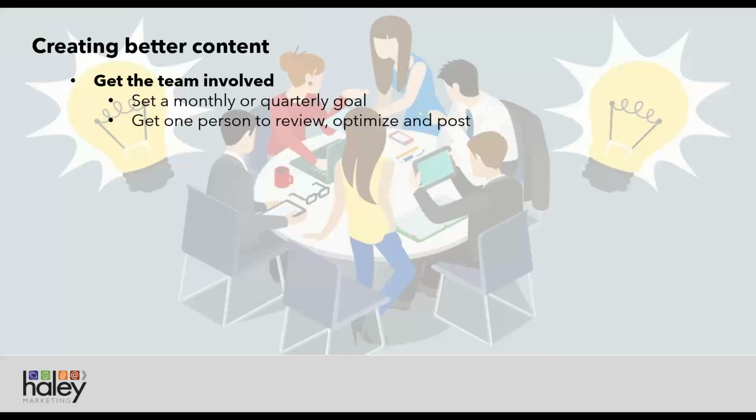Getting your team involved. Set a monthly or quarterly goal for the people who work for you. Get one person to review, optimize your post. It's good for quality control, just to have somebody to make sure there's a consistent voice. Not necessarily every post, but just to spot check what people are doing on their own, or to control what's going into the feeds that people can share.